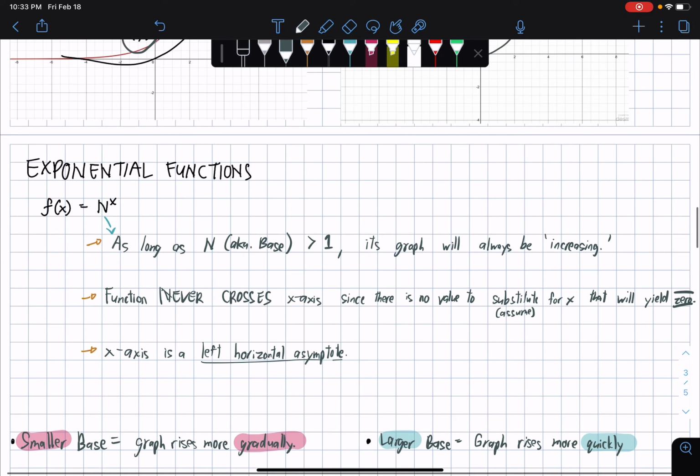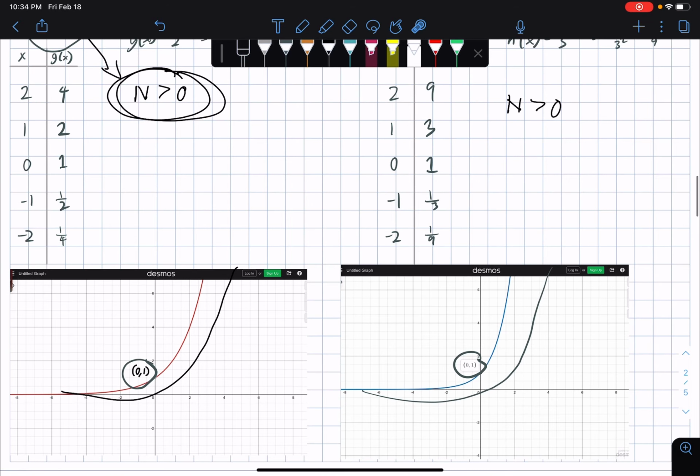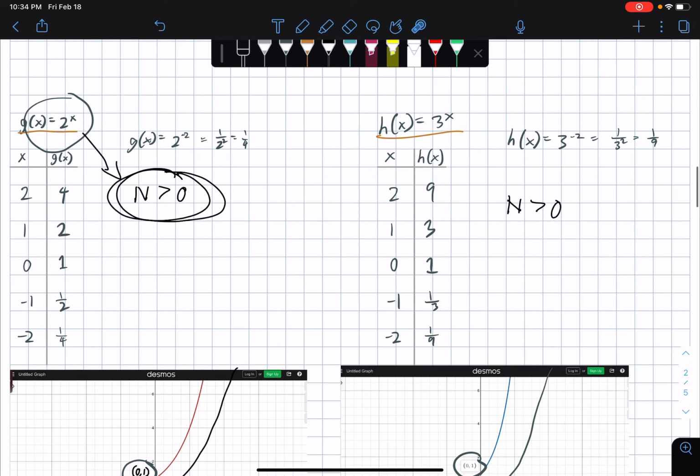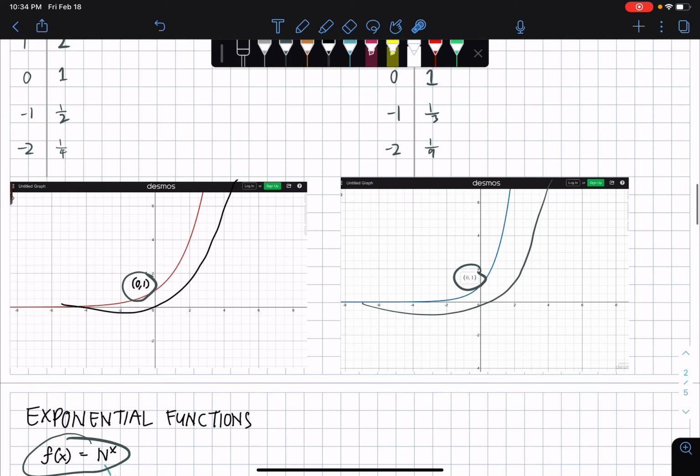So yeah, let's proceed with the other supplementary definitions about exponential functions. So again, this is the formula, the general form. As long as n, or in other words the base, is greater than 1, the graph will always be increasing. You may have observed that both of these examples, g of x and h of x, follow the general rule that n is always greater than 0. The graph is always increasing.